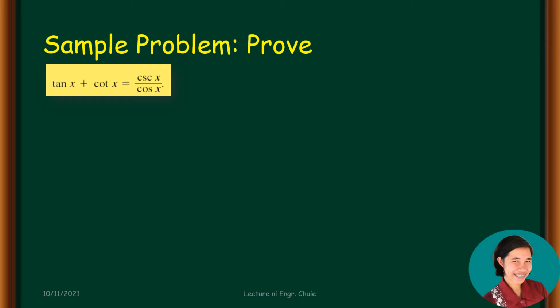We have tangent x plus cotangent x is equivalent to cosecant x over cosine x. Okay, by simply looking into the equation, just determine which is more complicated and which is more madali siyang i-transform. So for me, I want the left side to be transformed para maging, let's prove that left side is equivalent to the right side. So we just copy the equation, okay? So that is tangent x plus cotangent x should be equal to cosecant x over cosine x. So again, we are going to transform this left side para maging equal sa right side. So let's prove kung equal ba talaga.